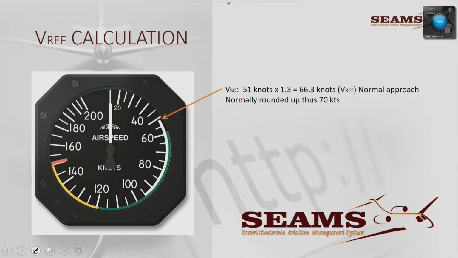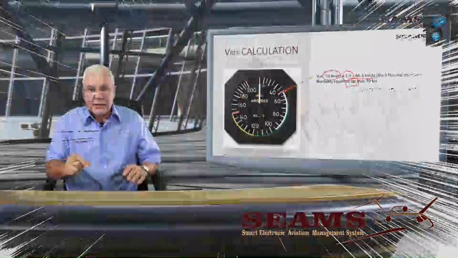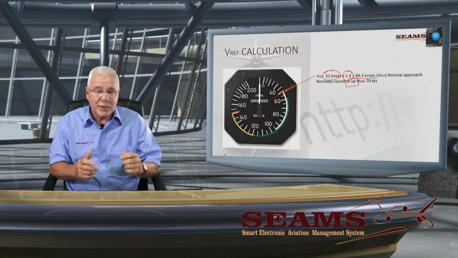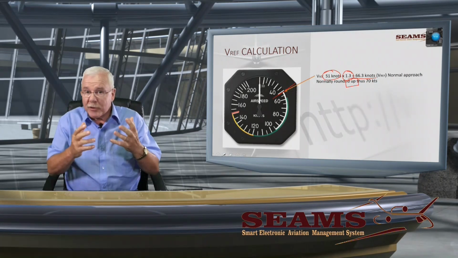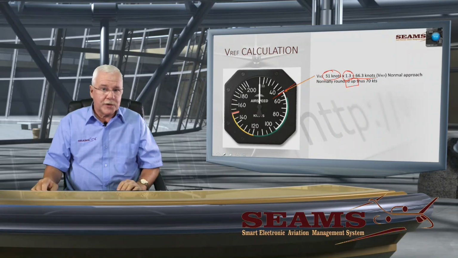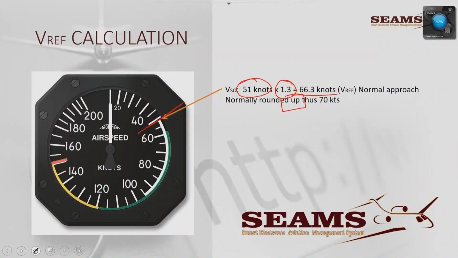Right. So what you do is you take the 51 knots, which is there, and then you times it by 1.3, and that will give you 66.3 knots. Normally, it's rounded up, if you can see. Now, yes, you can round it up to 67 knots, but 67 knots may be difficult to read off the airspeed indicator. So what you're going to do is 70. 70 is a good number, and probably use 70 at this stage.